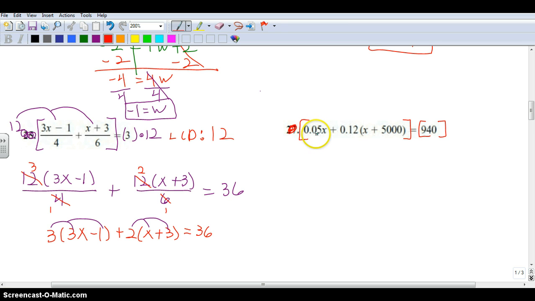Right now we're in the hundredths place, and I need to shift it 2 decimal places. So basically I'm going to multiply both sides by 100. So we multiply both sides by 100. Now you have to be careful when you distribute it.